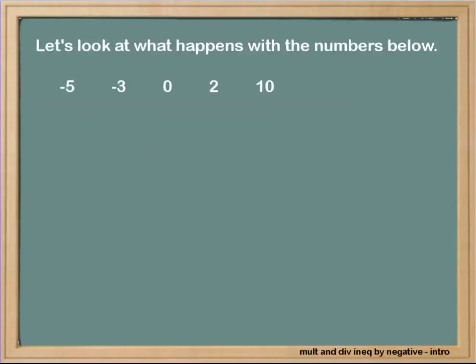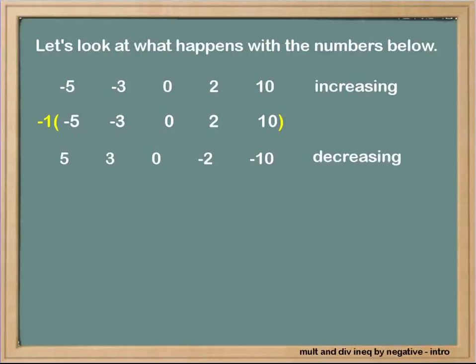Alright, next let's take a look at a pattern here. I've got the numbers listed here: -5, -3, 0, 2, and 10. What do you notice about those numbers? You should notice that they are in increasing order. Well, let's do something to those numbers. Let's multiply all of those numbers by -1. When I multiply them all by -1, it just switches their sign. So I get +5, +3, 0, -2, and -10. What do you notice now? You should notice that the numbers are now decreasing in order from left to right.